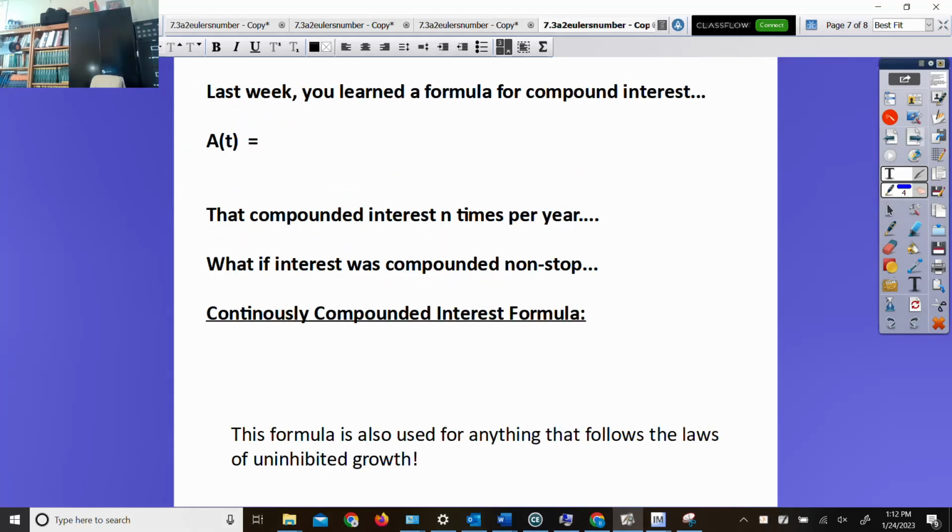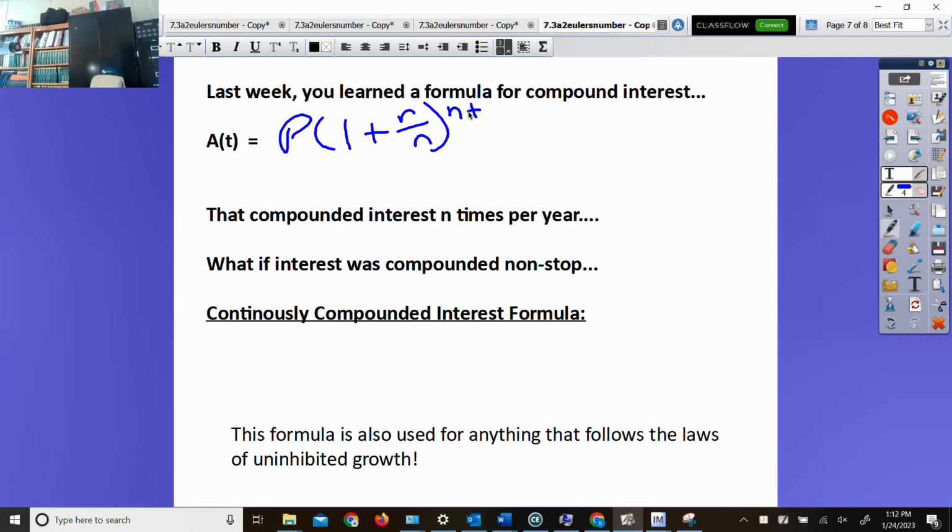All right, so last week you learned the formula for compound interest. What was it? A sub t equals a sub 1. No, sorry, that's the other thing. Hold on. P times 1 plus r over n to the nt. That little formula compounds interest so many times per year. If it says compounded quarterly, you put a 4 in. Compounded monthly, you put a 12 in for n.